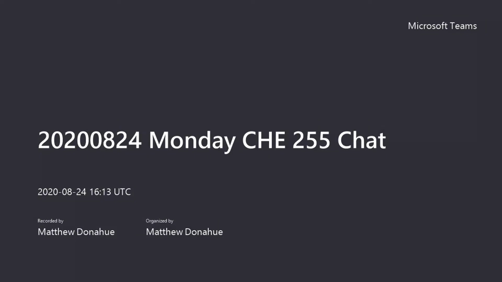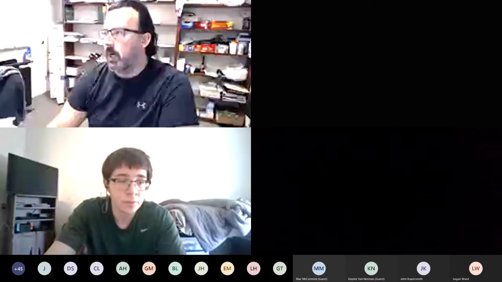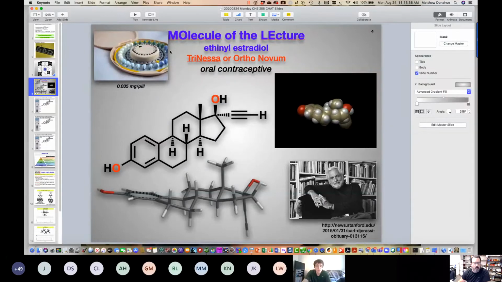Start the recording. Its therapeutic indication is that it is an oral contraceptive. So this is what we mean by an oral contraceptive. If you look in this inner dial, that's a little calendar there, and these pills contain 0.035 milligrams per pill of this active pharmaceutical ingredient.